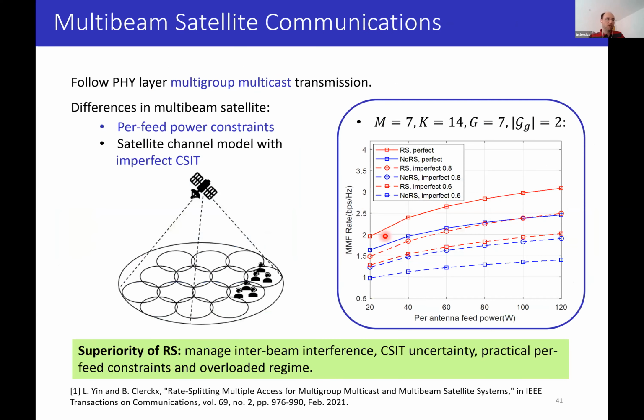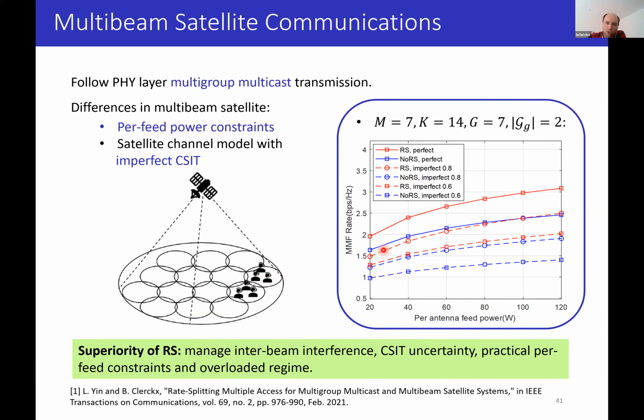But if you have a multi-beam system in satellite, for instance, you also have a problem because you have lots of interference between those different beams. And so this is typically modeled using multi-group multicast, where you have multiple users in each of those satellite beams, and those multiple groups interfere with each other.